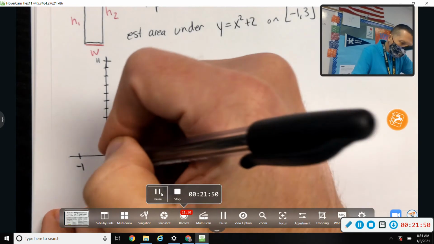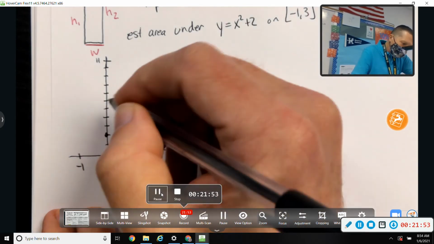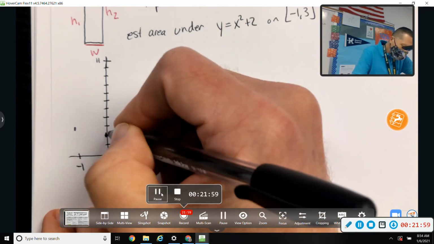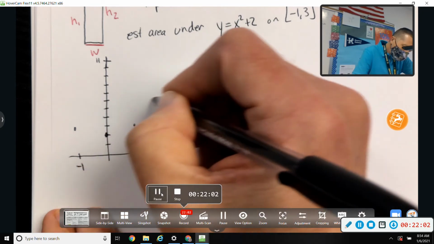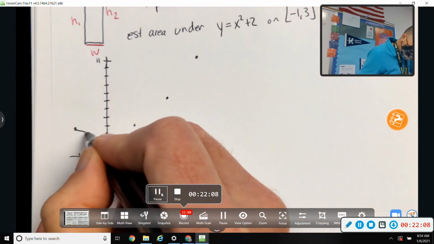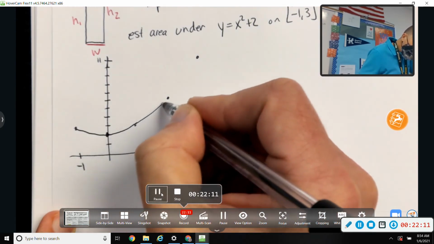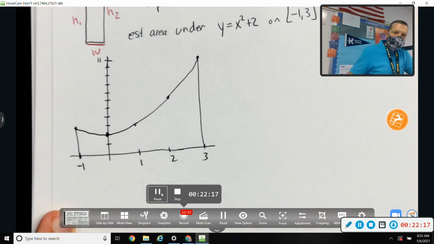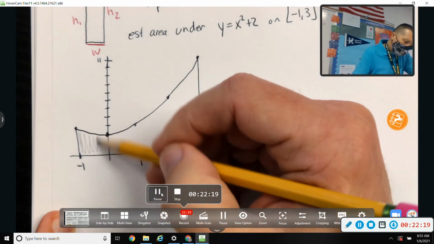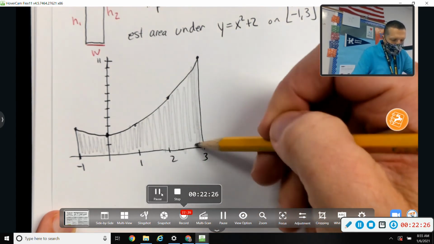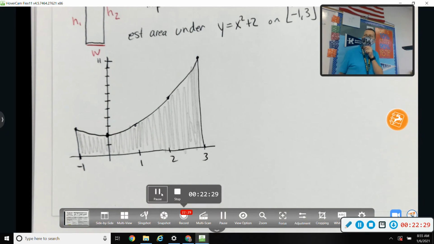So at 0 we were at 2, at -1 we were at 3, at 2 we were at 6, and at 3 we were up at 11. Again, I don't know that you need to lightly shade, but if it helps you see, that's the actual area. We will approximate that with a trapezoid, or with 4 trapezoids.